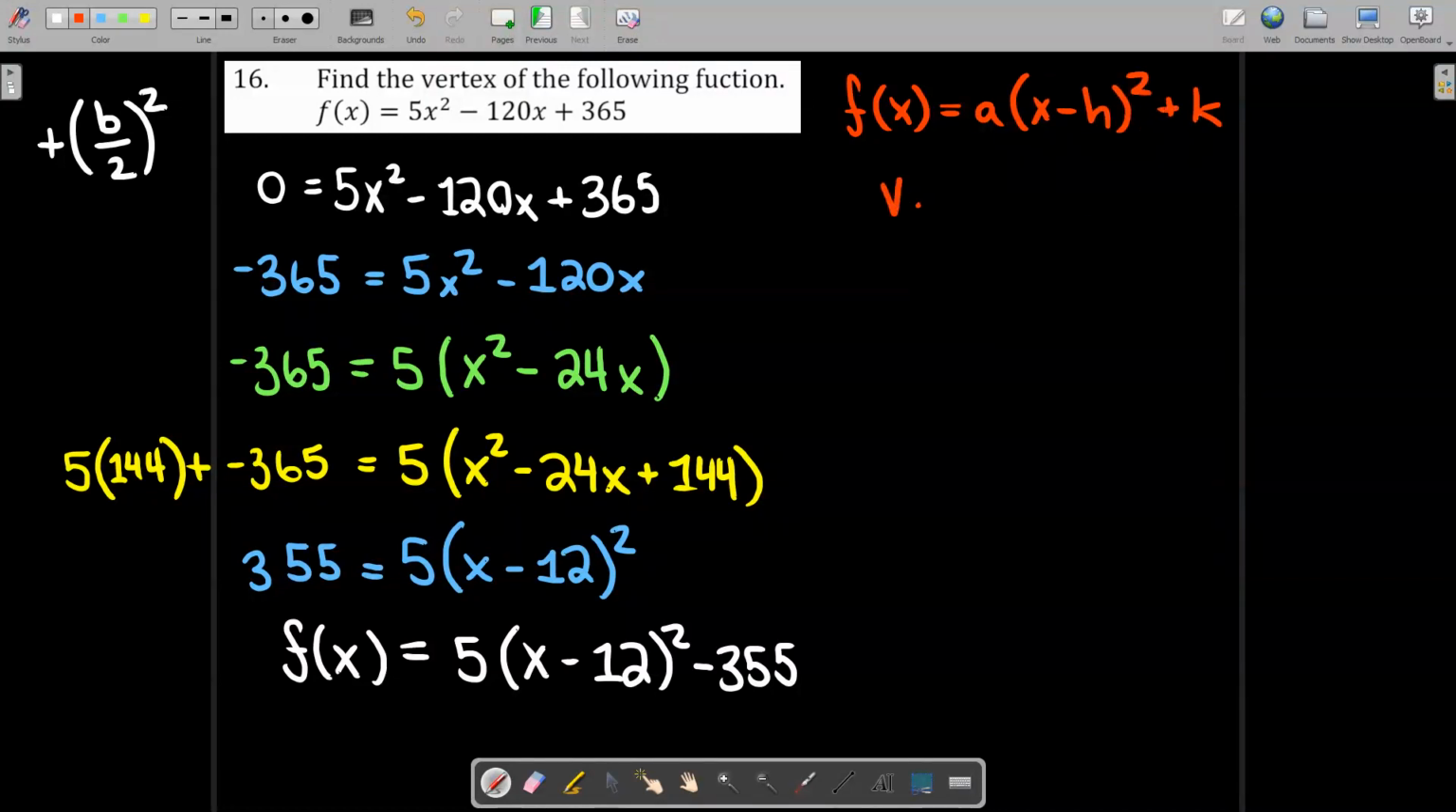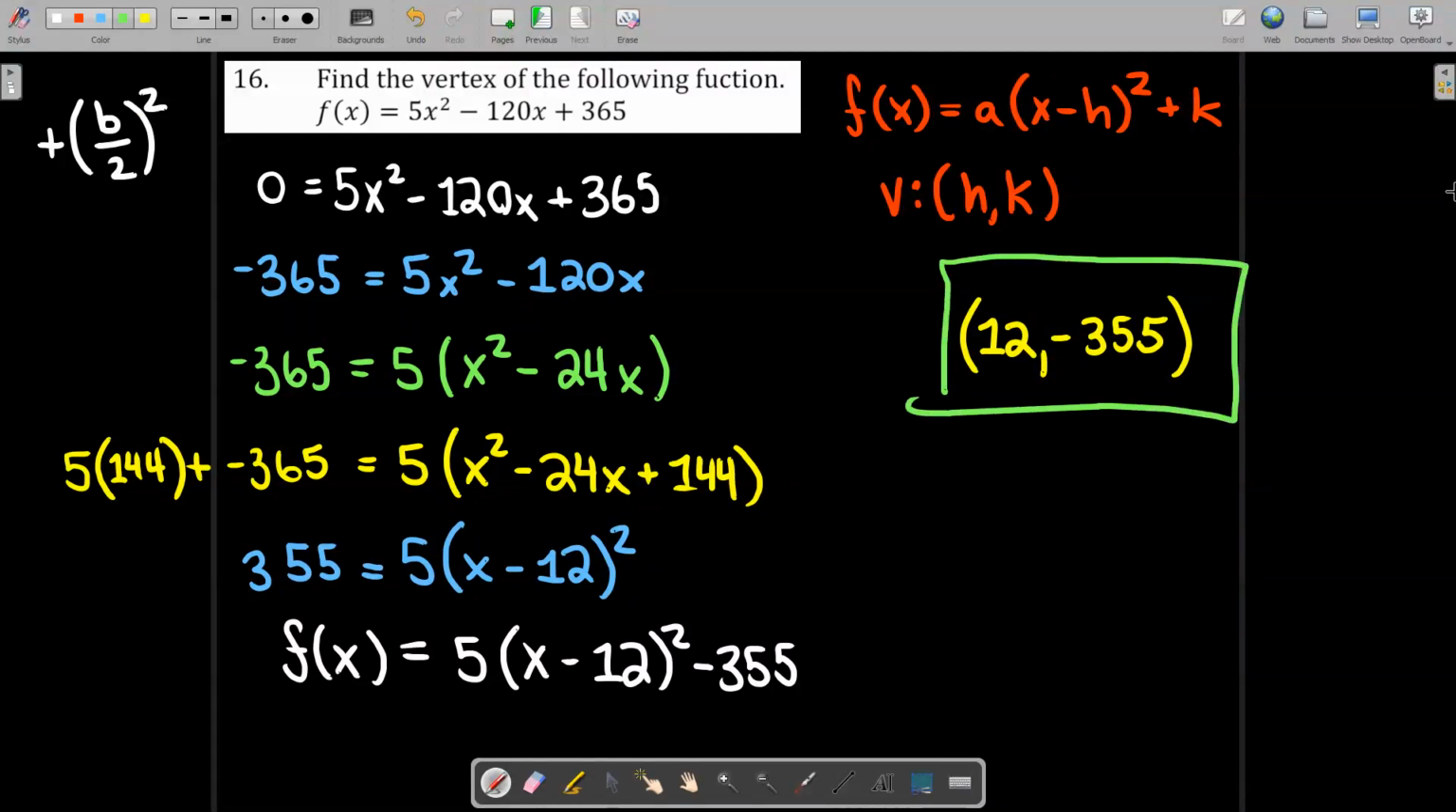The vertex is located at h comma k. Therefore, the h value is going to be positive 12. Remember, when you track the h with your x, it's the opposite of what they say. So it'll be 12. And then the k value is negative 355. And that right there is the vertex of our equation.